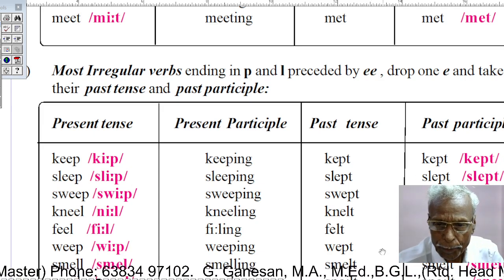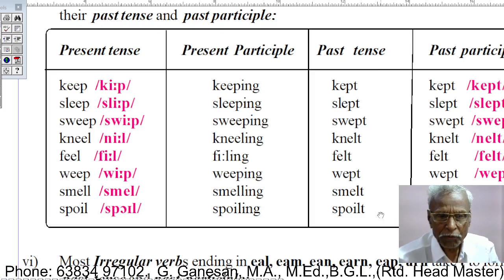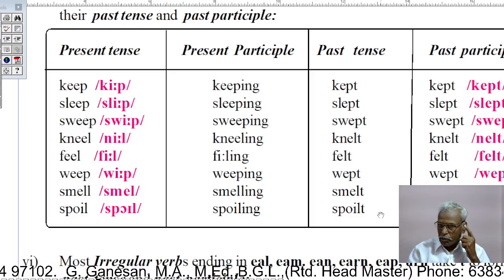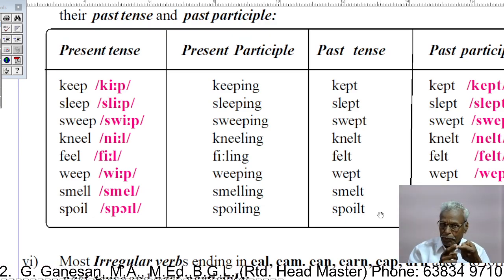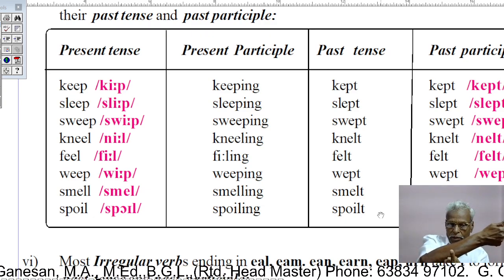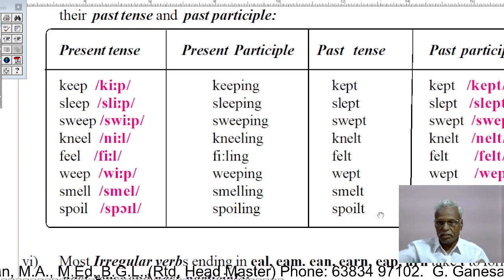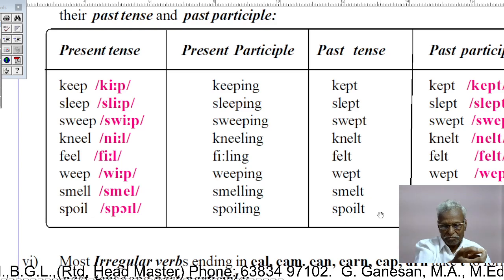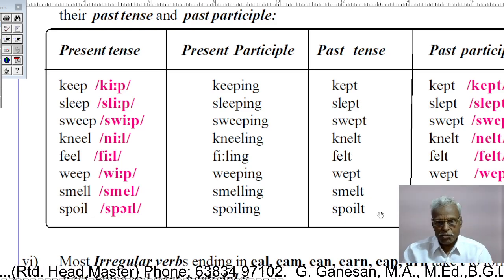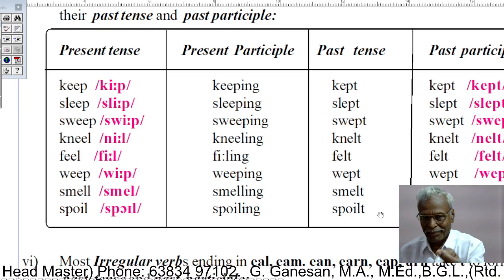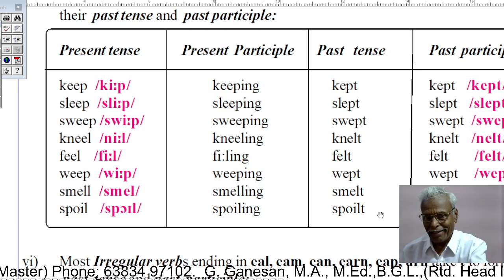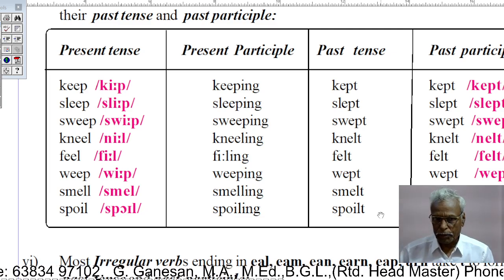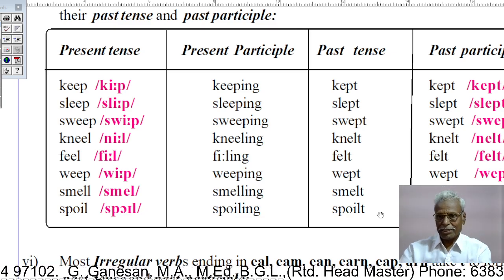Let us see here. I give the explanation for the first verb only. Keep: the verb keep ends in P, preceded by double E. It drops one E and takes T. Keep becomes kept. Keep drops one E and takes T and becomes kept to form its past tense and past participle. Keep, kept, kept.